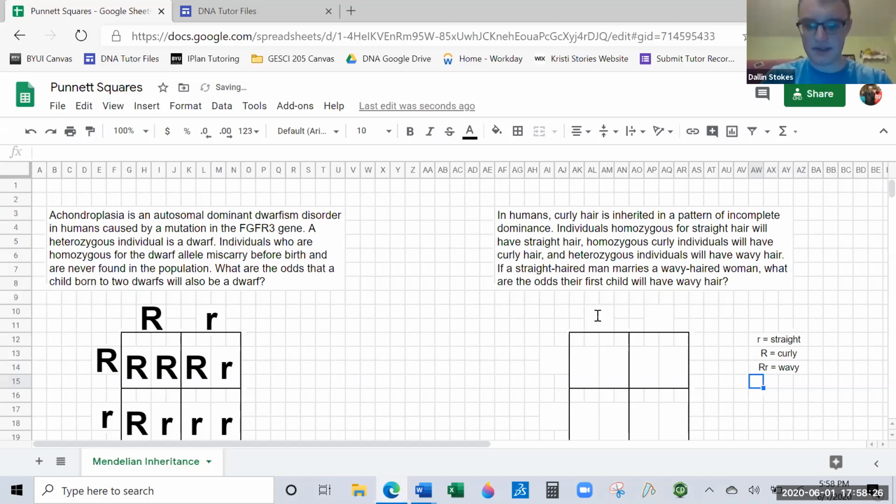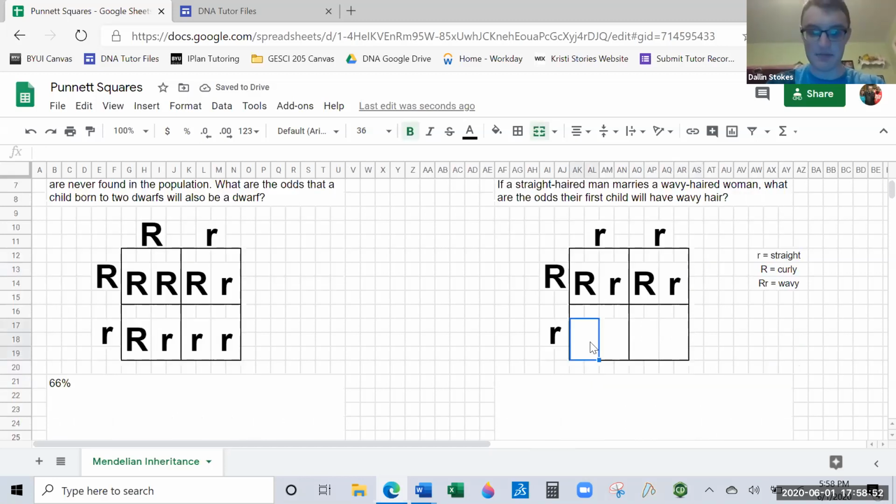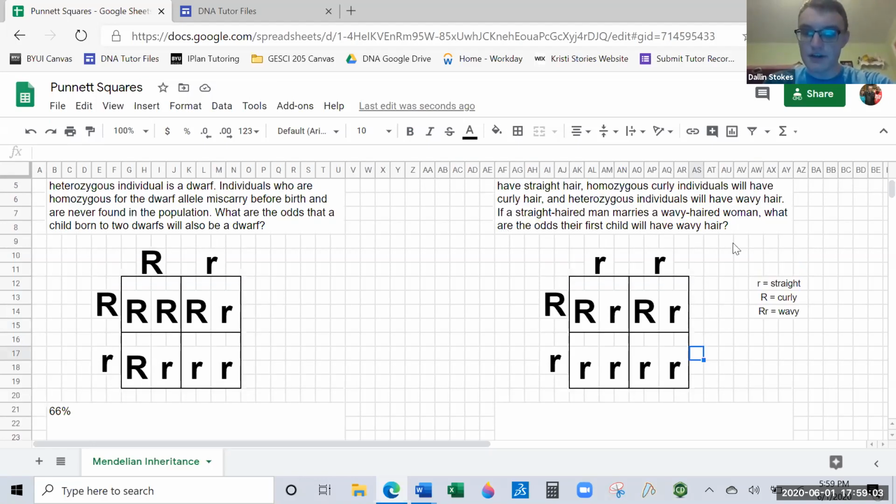If he's straight-haired, that means he has to be 2 little r's. Down here, he marries a wavy-haired woman. So she's going to be big R, little r, because it's incompletely dominant. So if you get both alleles, you wind up with a wavy phenotype. We do our Punnett square here. So again, the Punnett squares function exactly the same. It's just figuring out what the Punnett squares mean that slightly changes this week. All right, so here's the Punnett square. So what are the odds their first child will have wavy hair?